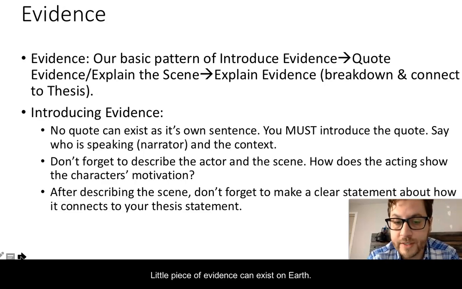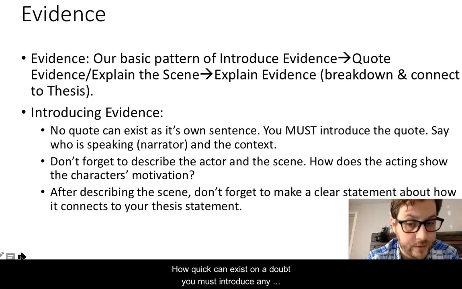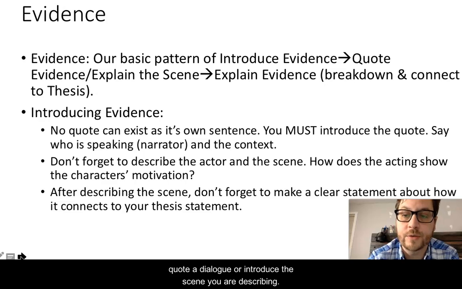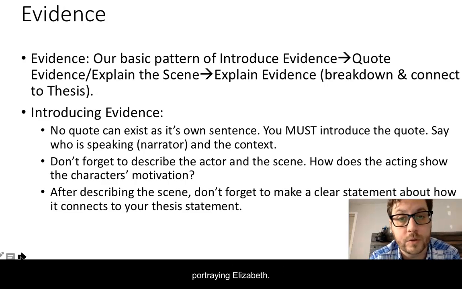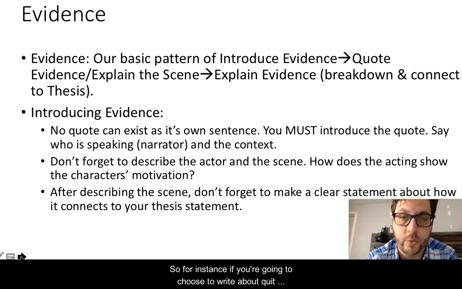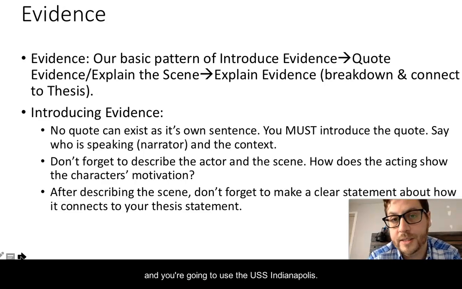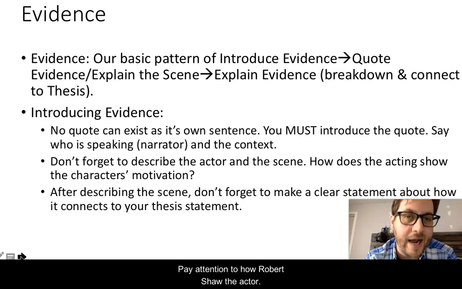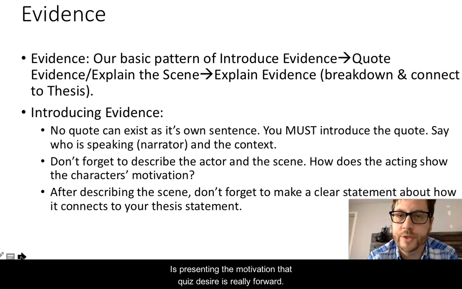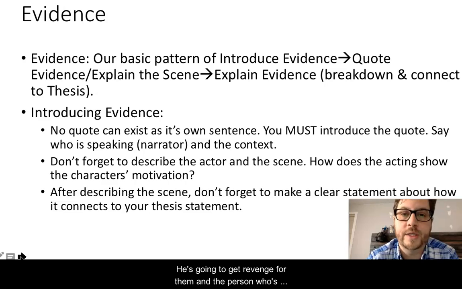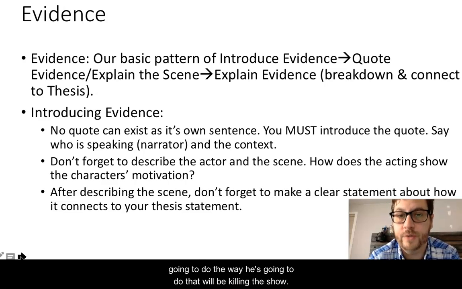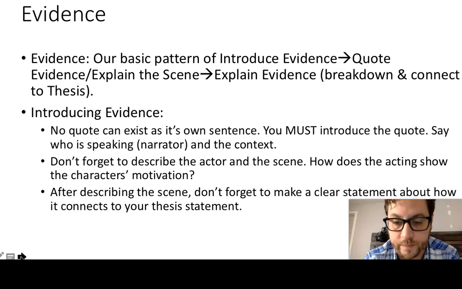So, a few key things to remember. No piece of evidence can exist on its own. No quote can exist on its own. You must introduce any quoted dialogue or introduce the scene you are describing. Don't forget to describe the actor in the scene. Since we're focusing on character motivations, one of the key things you will need to do is describe how an actor is portraying those emotions. So for instance, if you're going to choose to write about Quint, and you're going to use the U.S.S. Indianapolis scene, pay attention to how Robert Shaw, the actor, is presenting the motivation that Quint's desire is really for revenge. That these men he saw die, he's going to get revenge for them. And the way he's going to do that will be killing the shark.